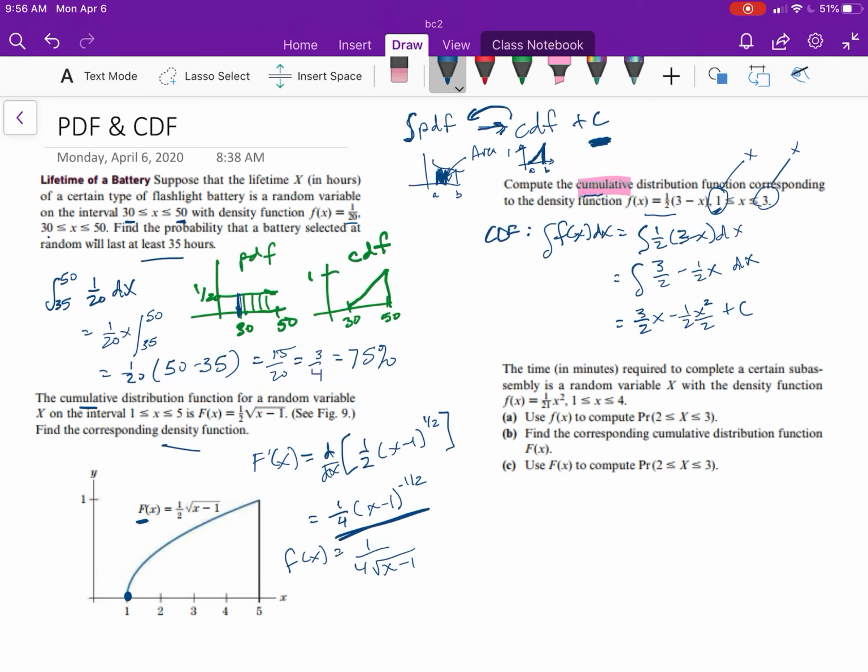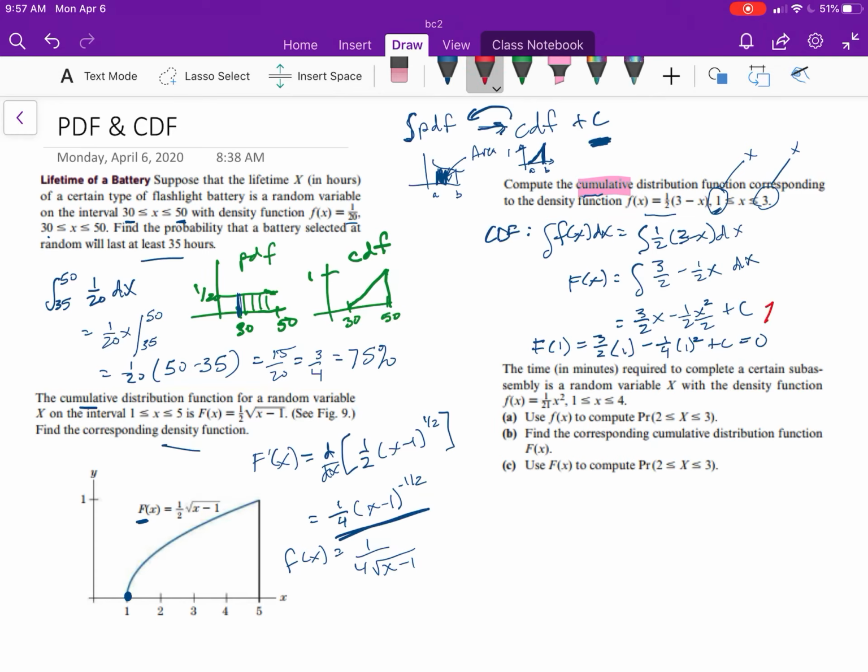So what does that mean? So this we're going to call capital F of x. We did the antiderivative. So if I substitute 1 in for x, I should get 0. So 3/2 times 1 minus 1/4 times 1 squared plus c, I don't know, we get 0.